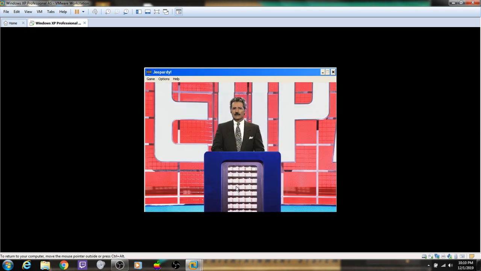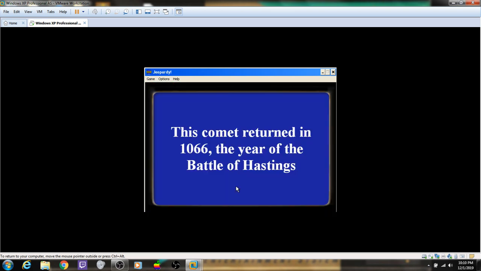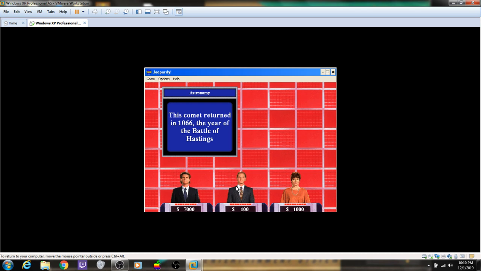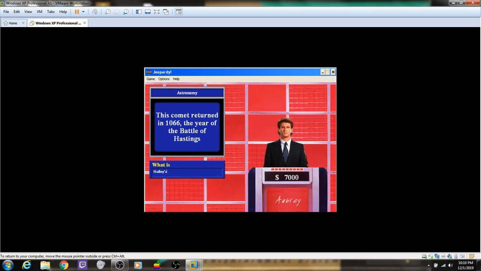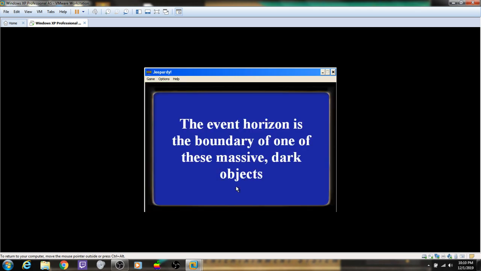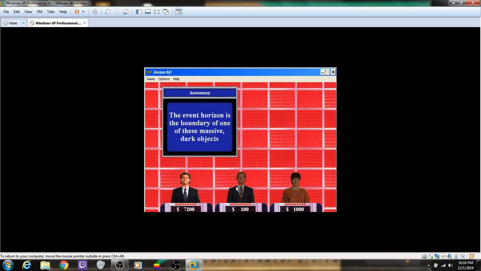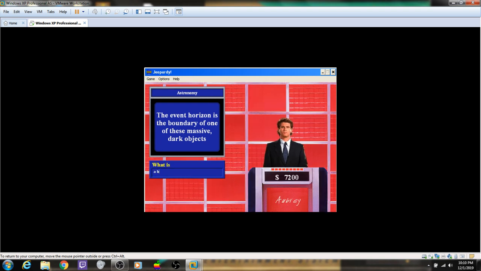Astronomy 200. Here's the clue. This comet returned in 1066, the year of the Battle of Hastings. Contestant number 1: What is Halley's Comet? Yes. Astronomy 400. Contestant number 1. The event horizon is the boundary of one of these massive dark objects. What is a black hole? Yes. That's correct.